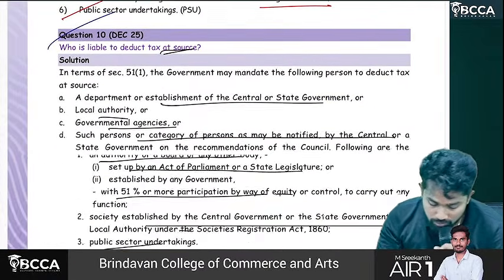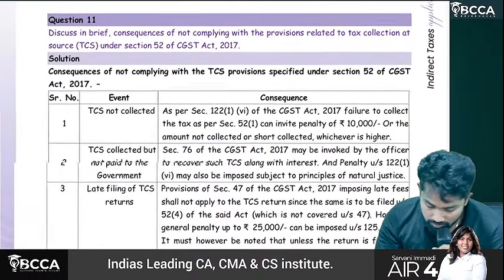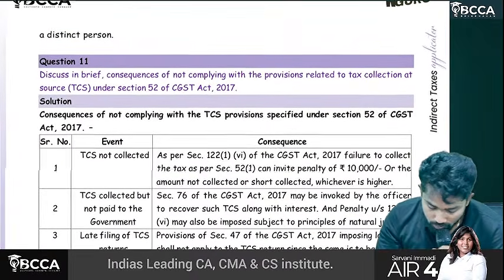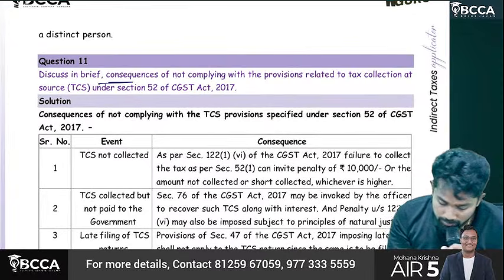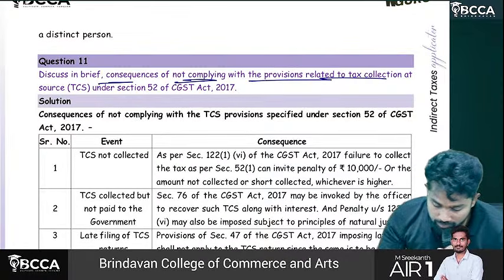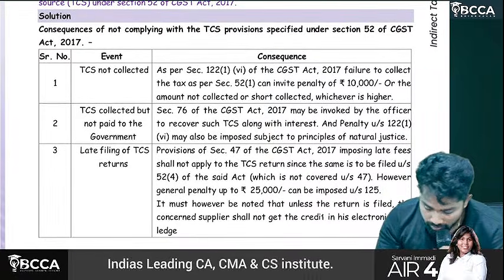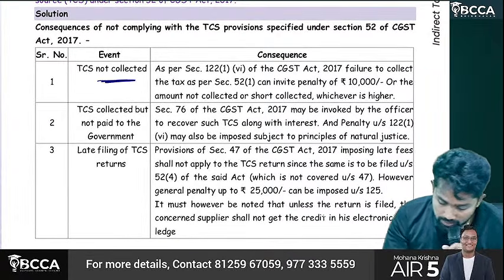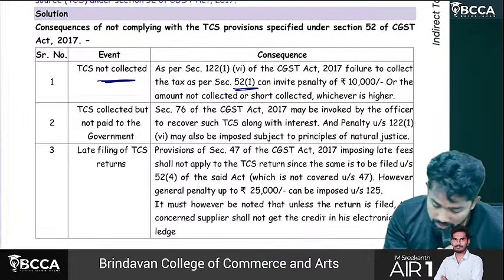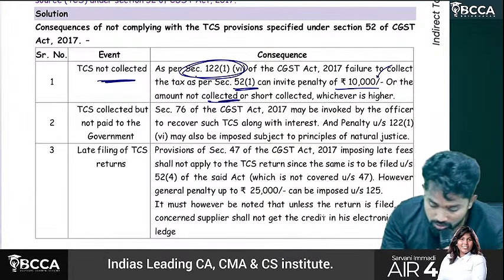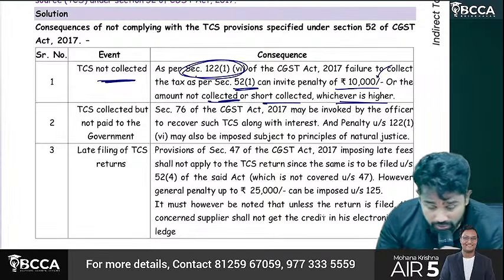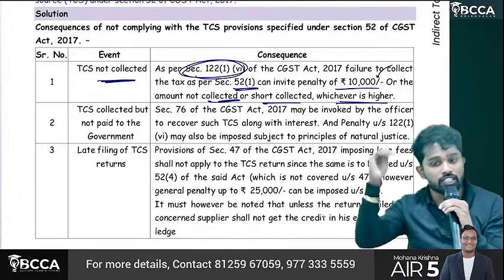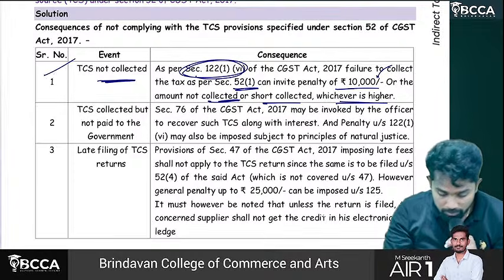Then also the same theory kind of question: who is liable to TDS? Then question number 11. Discuss in brief consequences for not complying with the provisions of TCS. If TCS is not collected, then there is a penalty, sir, under section 122(1). How much? 10,000 is the penalty, or the amount not collected or short collected, whichever is higher. The amount of TCS not collected or 10,000, whichever is higher, is the penalty.